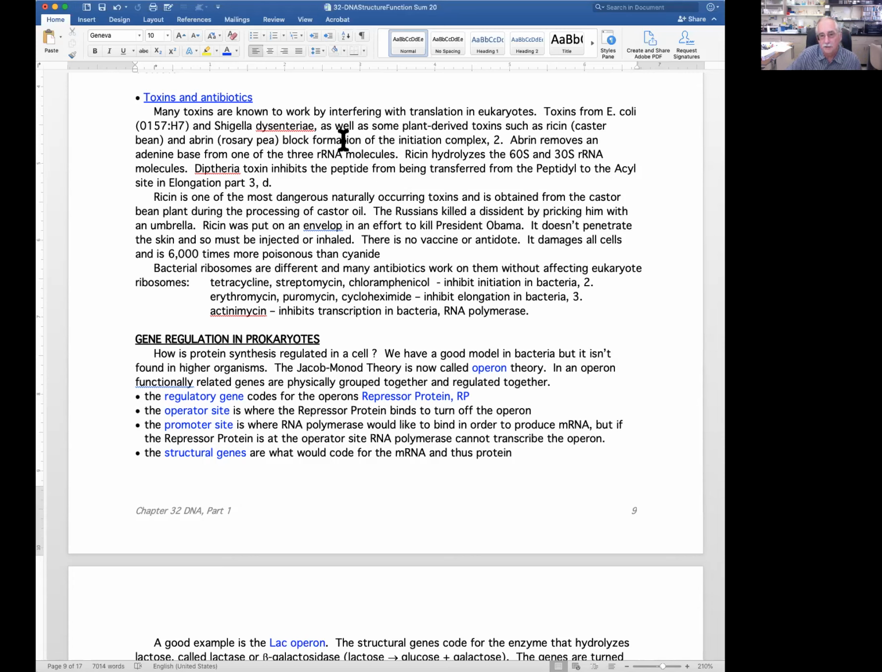It blocks formation of the initiation complex. So how long does it take for you to die from ricin or any of these things? Not very long at all. Okay. So here's some that work on bacterial ribosomes, but they don't work on eukaryote ribosomes. That's why we can use them as drugs, right?